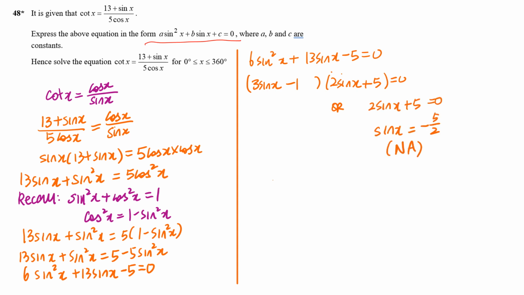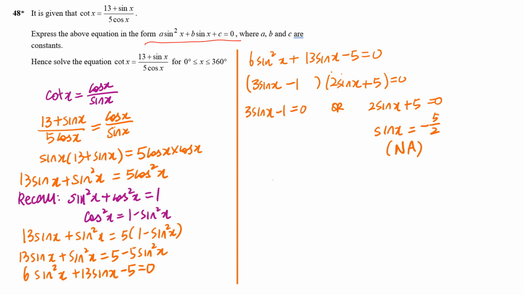Okay, we do the easy one first, because the easy one means sine x equals negative 5 over 2, and that's not applicable. Remember, the range for sine x is between negative 1 and 1. So anything that is less than negative 1 is not applicable.